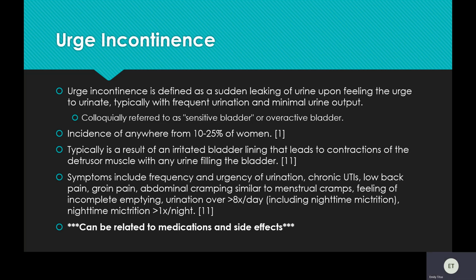Normal micturition, or normal urination, should be between 6 and 8 times per day, including your nighttime. Normal nighttime micturition is only 0 to 1 time per night if you're under 65. And if you're over 65, it's considered normal to go once to twice per night.